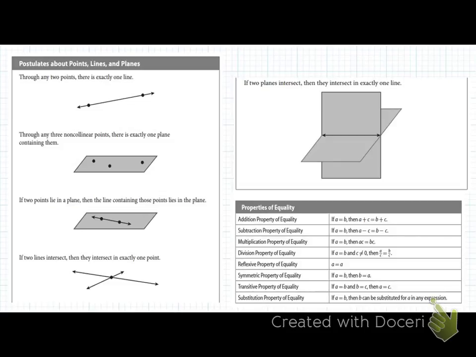Alright, the next thing are the properties of equality right here. We're not going to write these down, but don't they look familiar? Do you remember these? Yeah. What's the addition property of equality? What does that mean when we do that? When you add what? Tell me any words. You add the same thing to both sides. Okay, what's the addition property of equality? Add the same thing to both sides.